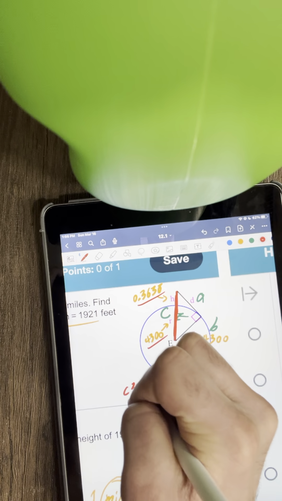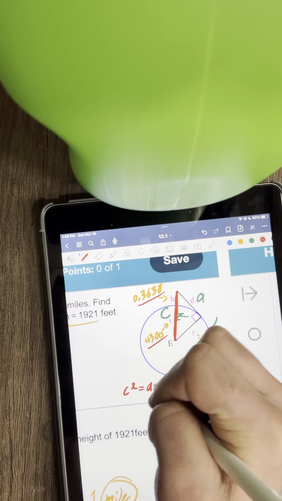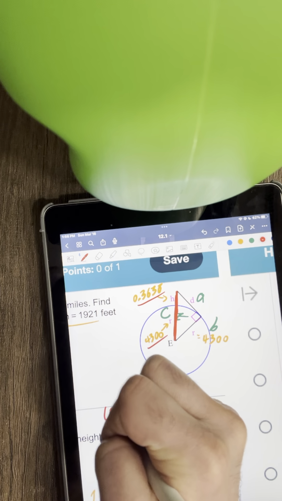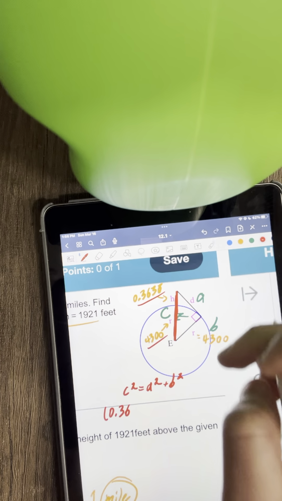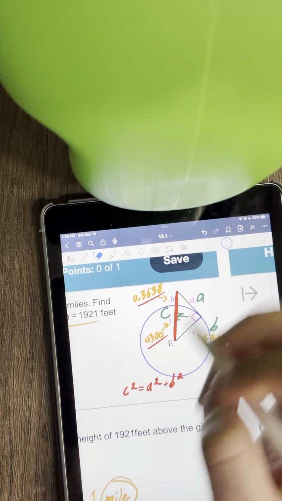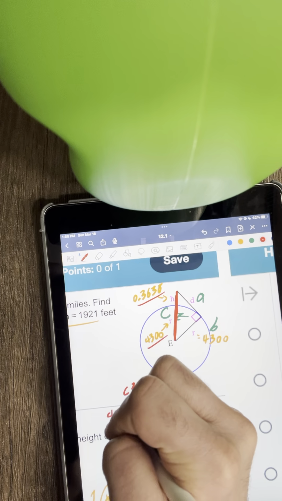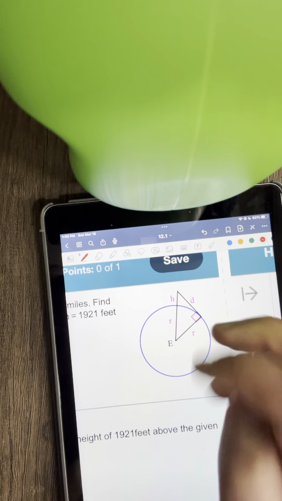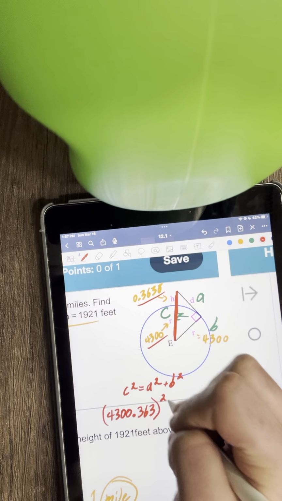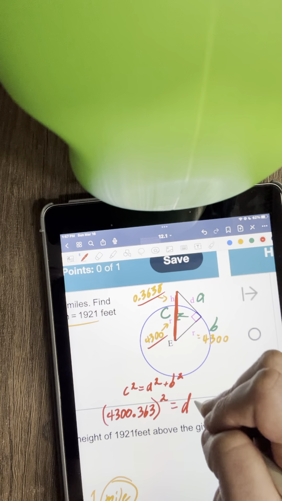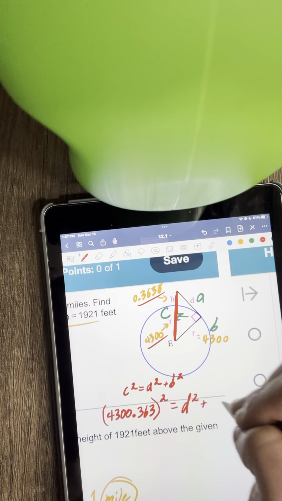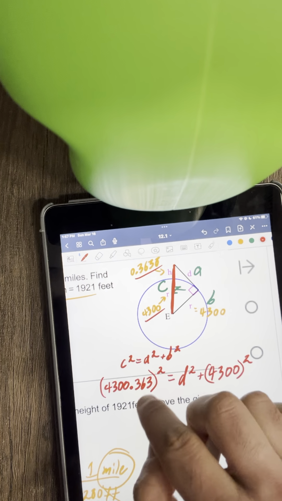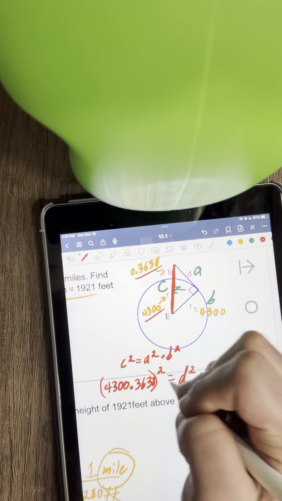So let's write that here. Let's do c squared equals a squared plus b squared. What's my c squared? It's 4,300.3638 squared equals a squared, which is my d squared, plus 4,300 squared.